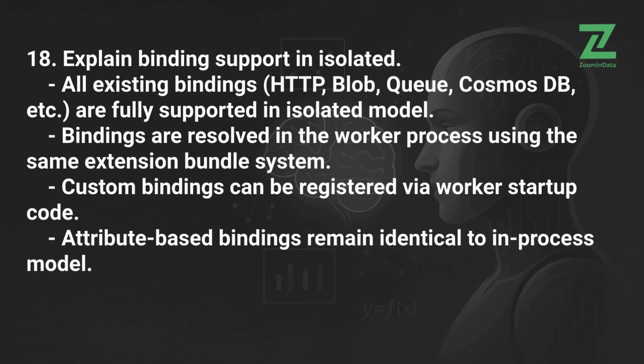18. Explain binding support in isolated. All existing bindings, HTTP, blob, queue, Cosmos DB, etc., are fully supported in isolated model. Bindings are resolved in the worker process using the same extension bundle system. Custom bindings can be registered via worker startup code. Attribute-based bindings remain identical to in-process model.